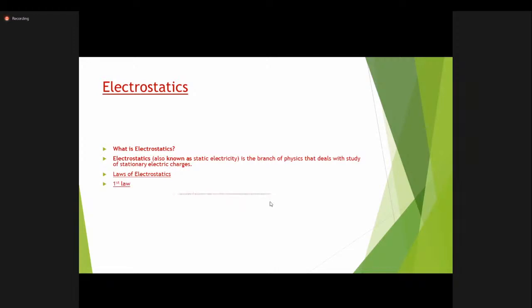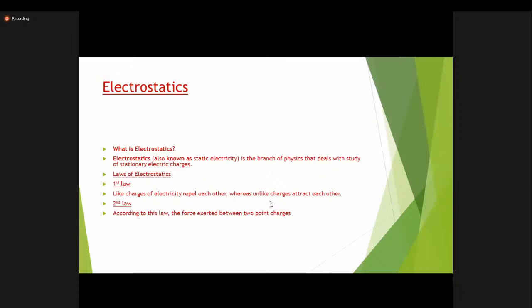Now, electrostatics is not something new to you. In your intermediate second year, you have already seen this. Basically, electrostatics deals with the study of static or stationary electric charges. There are 2 laws in electrostatics. First law, as we all know, like charges repel each other and unlike charges attract each other. Second law, the more famous Coulomb's law.